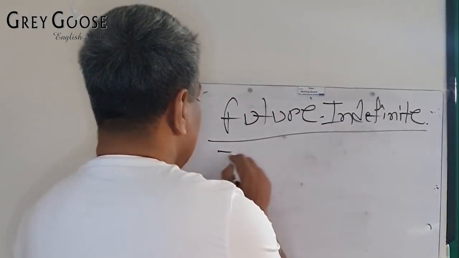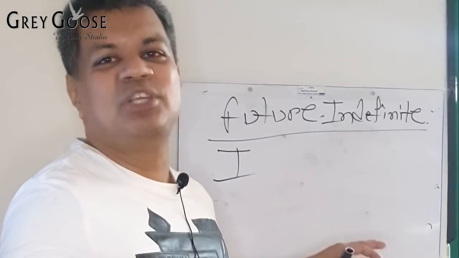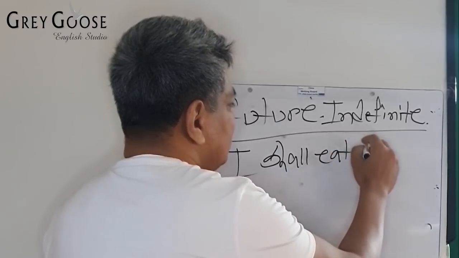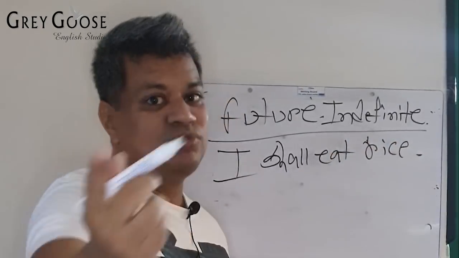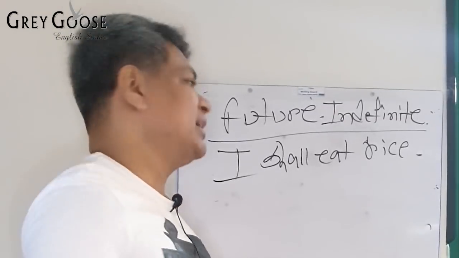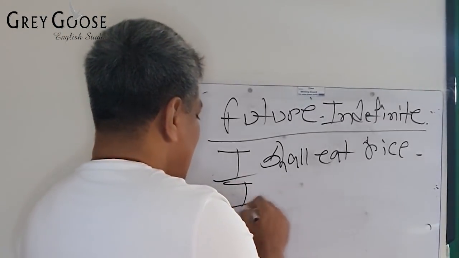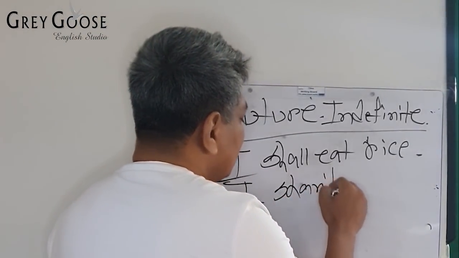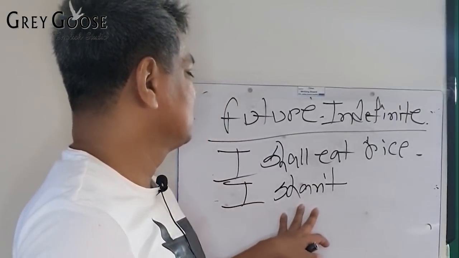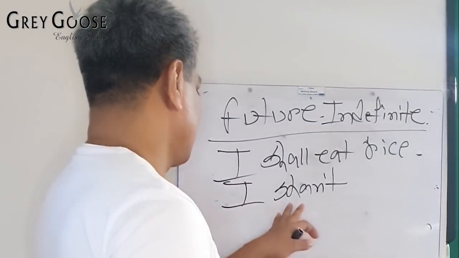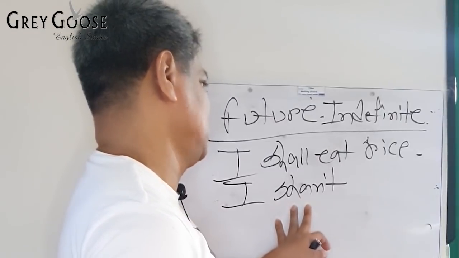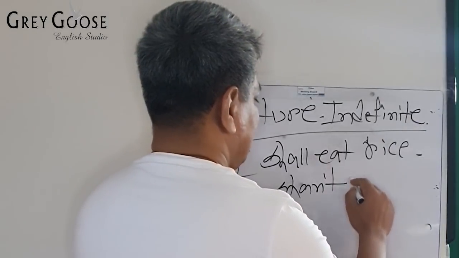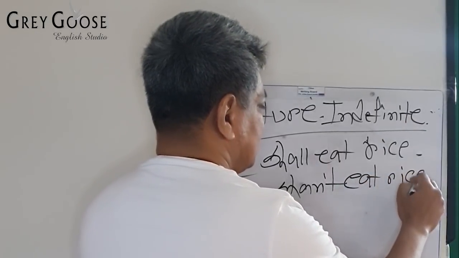Let's see. Since I'm teaching grammar, I will stick to shall. I shall eat rice. That's in future. Tomorrow, I shall eat rice. Turn that negative: I shall not. The short form would be, is it like this? Not sure, I don't practice grammar often. Shall not, shan't, I guess. Yeah, okay. I shan't eat rice.